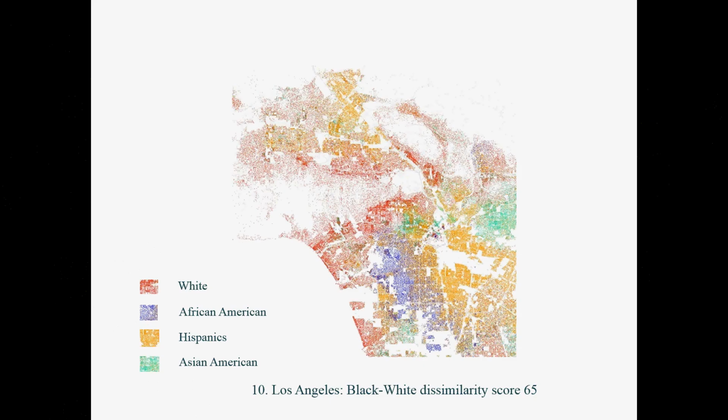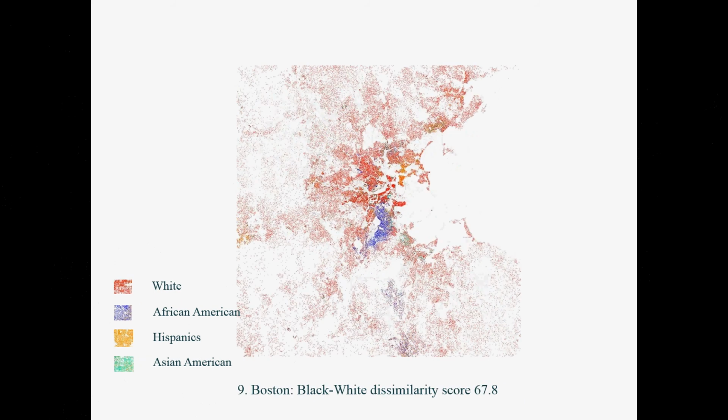Here I just have a series of slides that indicate some of the most segregated cities in America. Number 10 is Los Angeles. So you have this black-white dissimilarity score. The higher the score, the higher the degree of segregation. Different colors indicate different racial and ethnic groups. Red is white, blue is African American, orange is Hispanic, and green is Asian American. Okay.